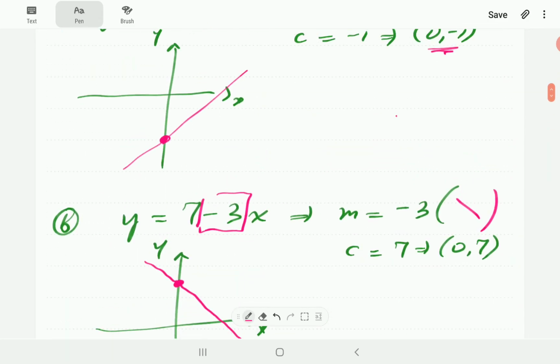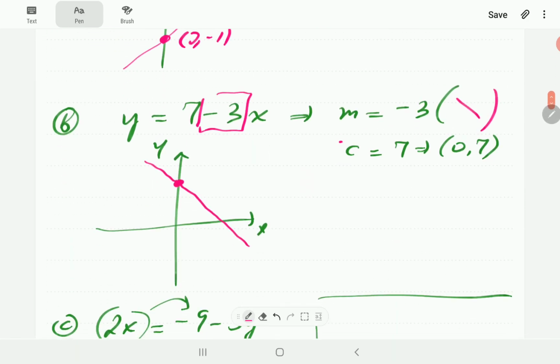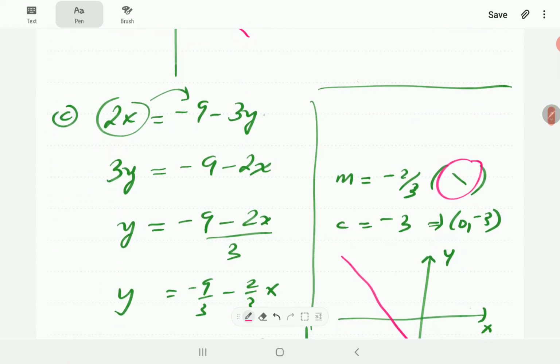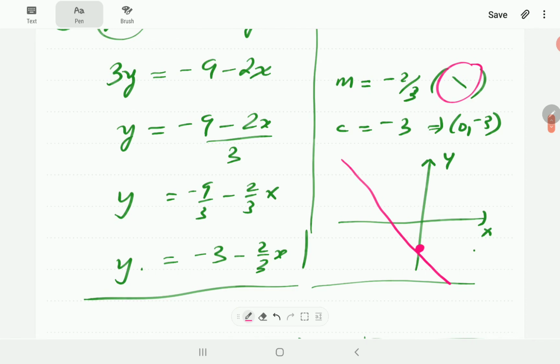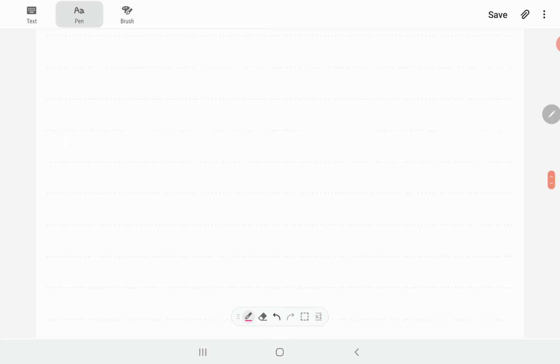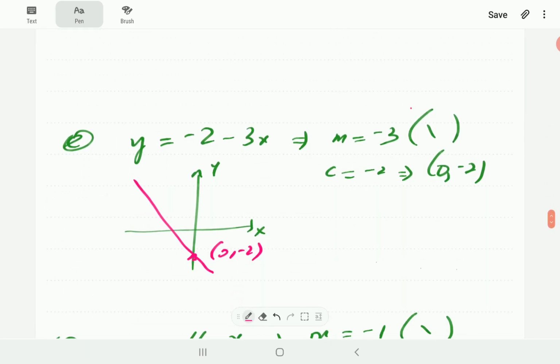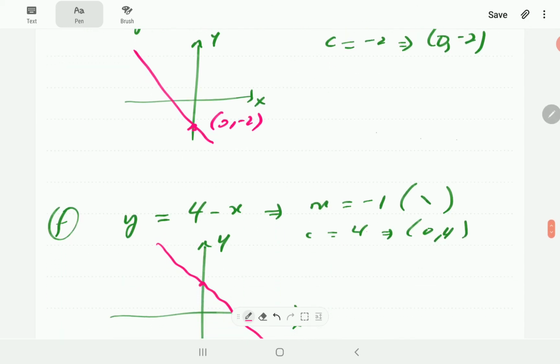Sorry, actually we should have been labeling all these y-intercepts here. So here 0, minus 1. This one is 0, 7. This one is 0, minus 3. This one is 0, 9 halves. Okay, so this one we've got 0, negative 2, and since m is negative, the line is downsloping.